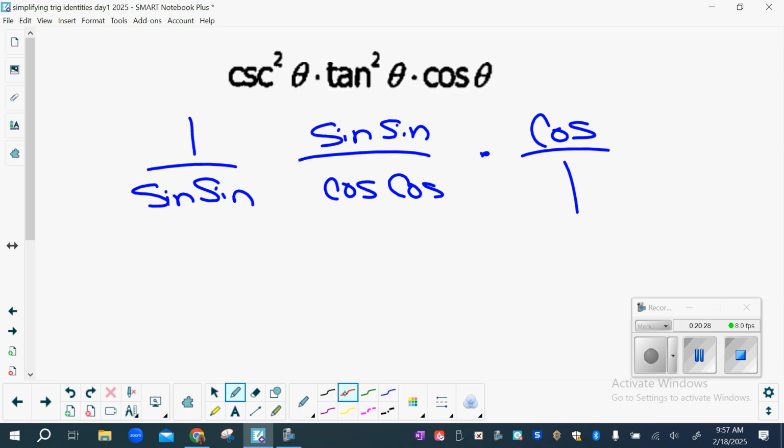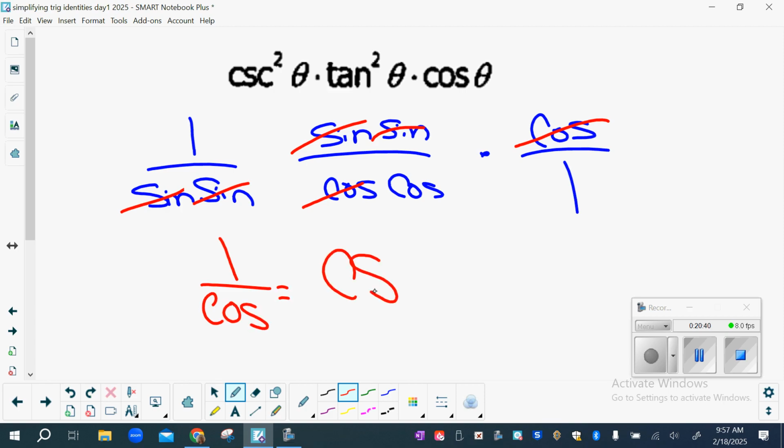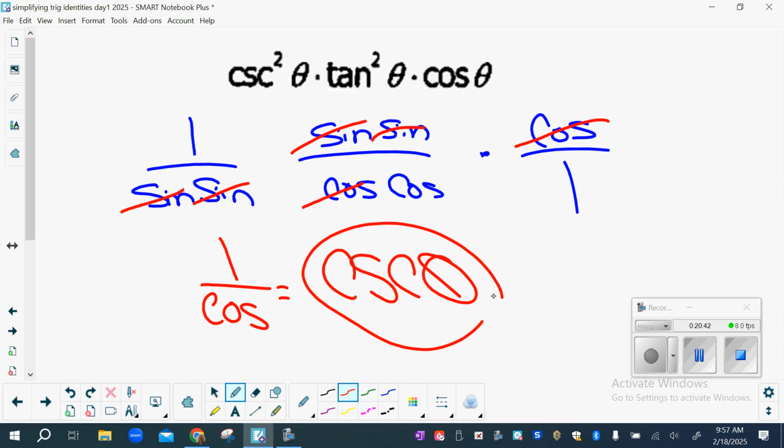Okay, here we go. Let's cancel. Cancel, cancel, cancel, cancel, cancel, cancel. Looks like I got 1 left and cosine on the bottom, which is secant. Sorry, so close. I was feeling so cocky all day. Because it's tan squared, which is sine, cosine, cosine. Nice. Okay, let's step up our game a little bit.